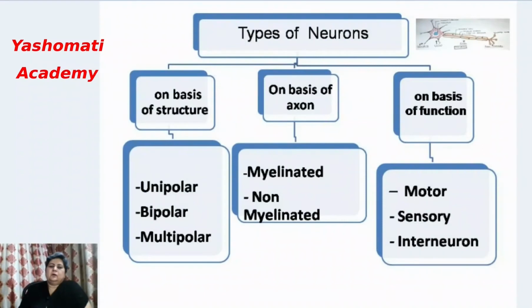Now these neurons have a basic structure: a cyton, which is called the cell body or soma, a long cord-like structure which is called the axon, and the dendrites. We have also studied that the nervous system can be further divided into two parts, that is central nervous system and peripheral nervous system. And central nervous system consists of brain and spinal cord, and peripheral nervous system consists of nerves.